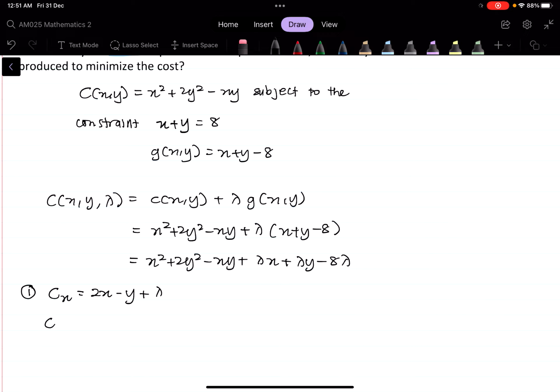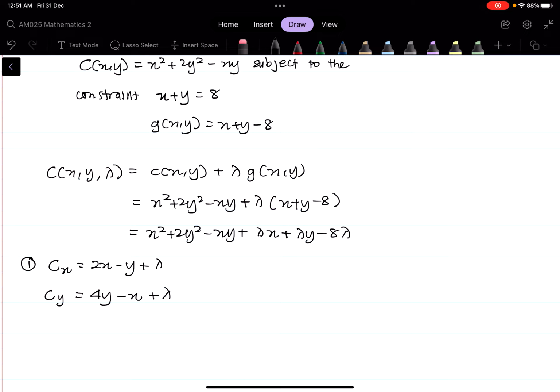So C sub y. Differentiate x squared with respect to y is 0. Differentiate 2y squared with respect to y is 4y. Differentiate negative xy with respect to y is negative x. Differentiate lambda x with respect to y is 0. Differentiate lambda y with respect to y is lambda. Differentiate negative 8 lambda with respect to y is 0.